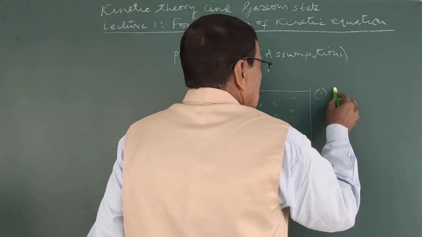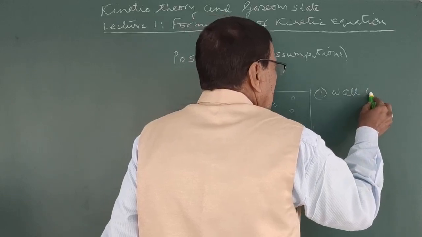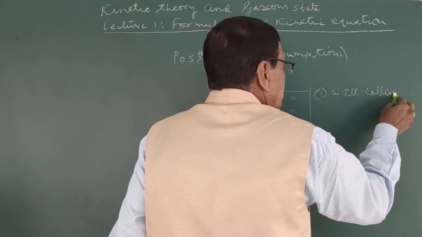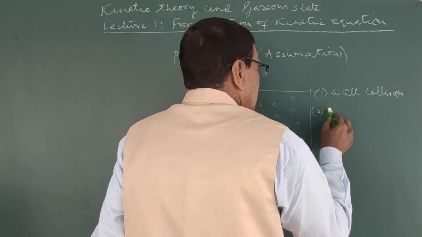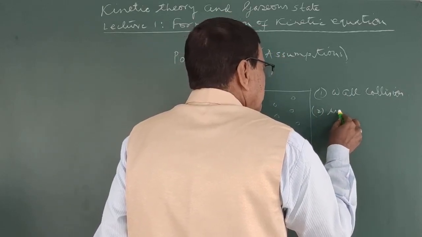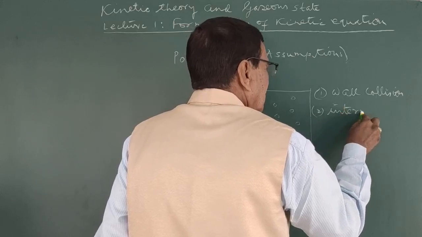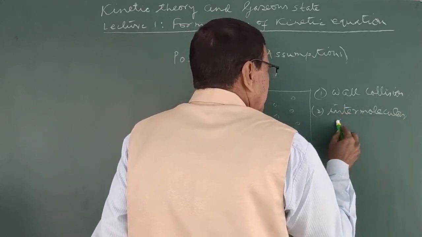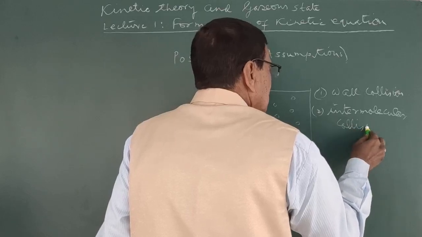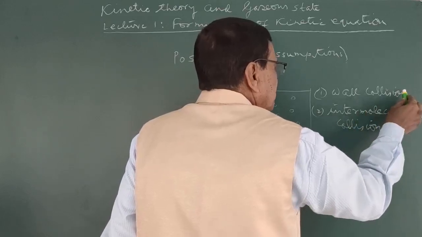So these are the two types of collisions. One is wall collision, and the second one is intermolecular collision. So there are two types of collisions.